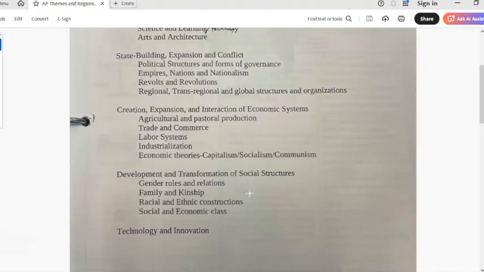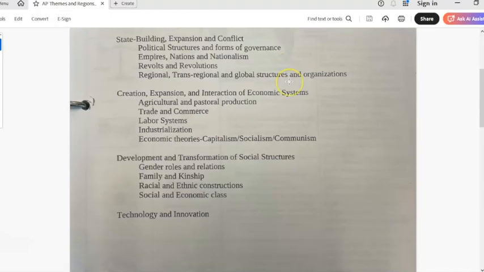And then the last theme, more straightforward, technology and innovation, right? What technologies have they developed and how are they going to use those technologies, okay? So this is the first thing. You got to know all this to be really successful in my class.